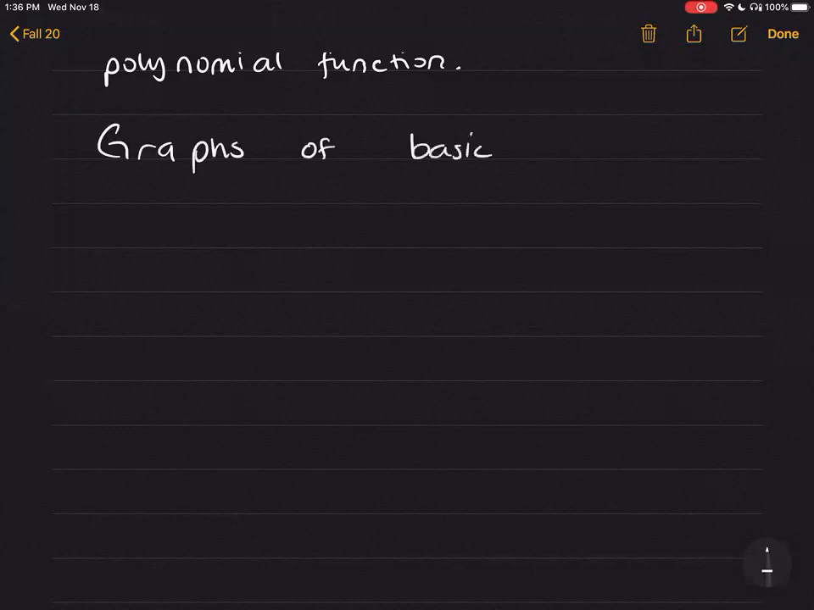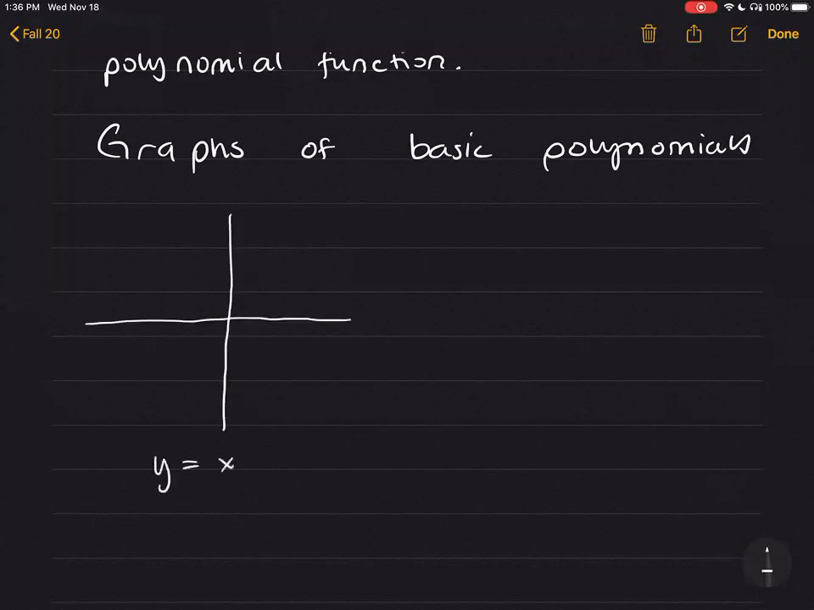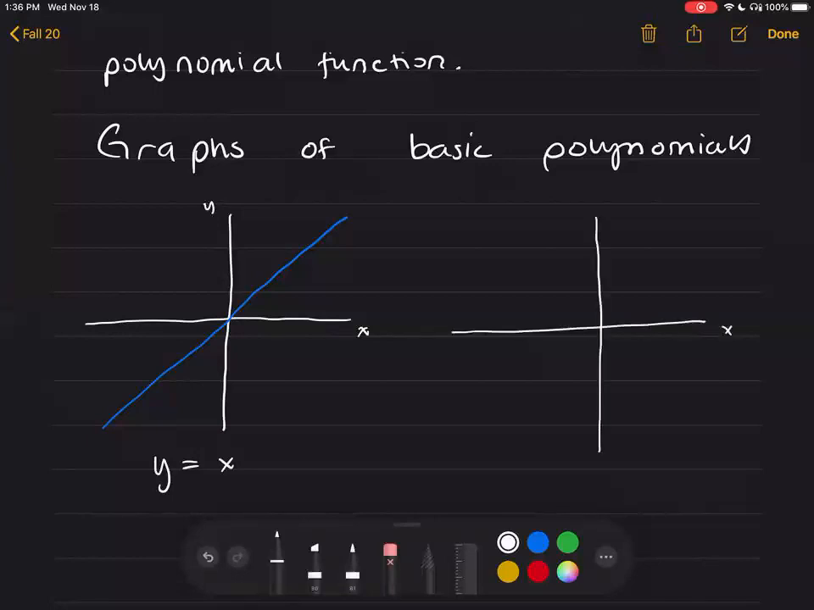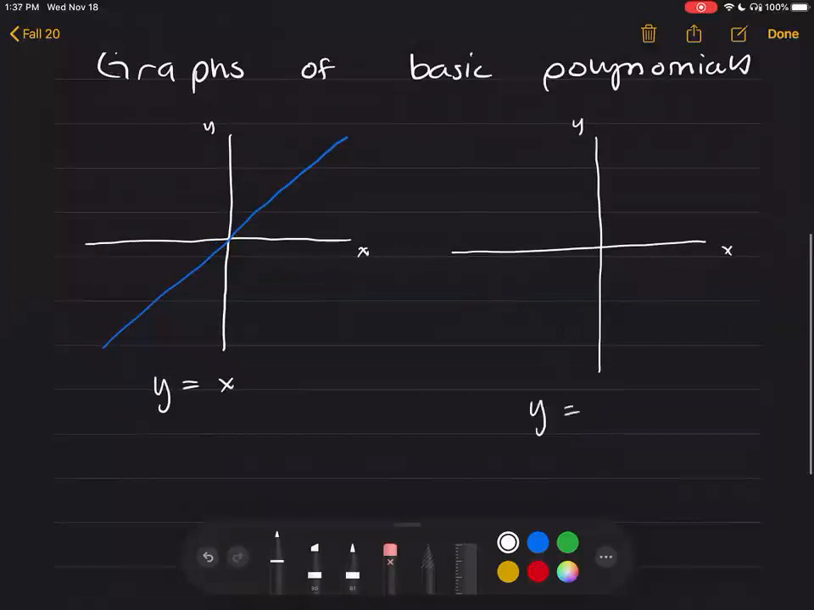Basic polynomials. The most basic polynomial, besides I guess the constant polynomial, is just the y equals x line, which, as we've seen before, looks like this. And then we also have our standard parabola, y equals x squared, which looks kind of like this.